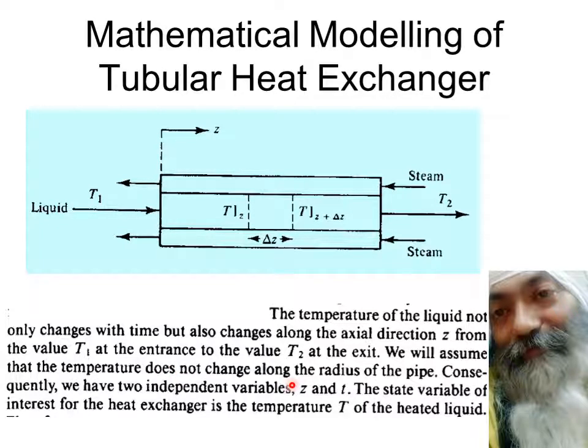So consequently, we have two independent variables. The first variable is of course time. Along with time, the other one is z, the length. Things are changing not only with respect to time, but they are also changing with respect to length. So if you see the model, the dynamics will be changing not only with respect to time but also with respect to the length of the tube.